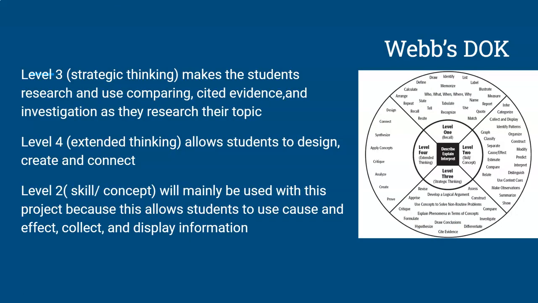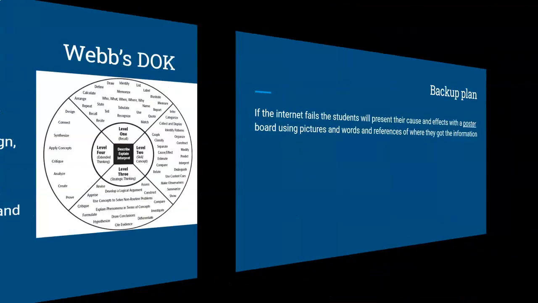So the Webb's DOK, this project is a level 3, a level 4, and a level 2. It's a level 3 because it makes the students research using comparing, cited evidence and investigation as their research topic. And it uses level 4 as extended thinking because it allows students to design, create, and connect their own project however they would like to send it to me. And level 2, skills and concepts, will mainly be used in this project because it allows students to use cause and effect, and collect and display information using a presentation.